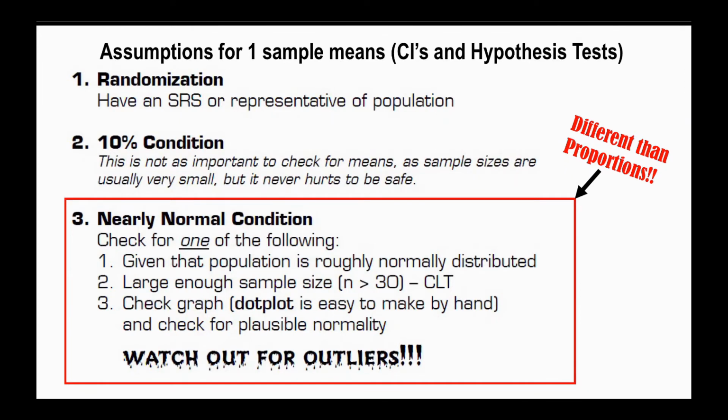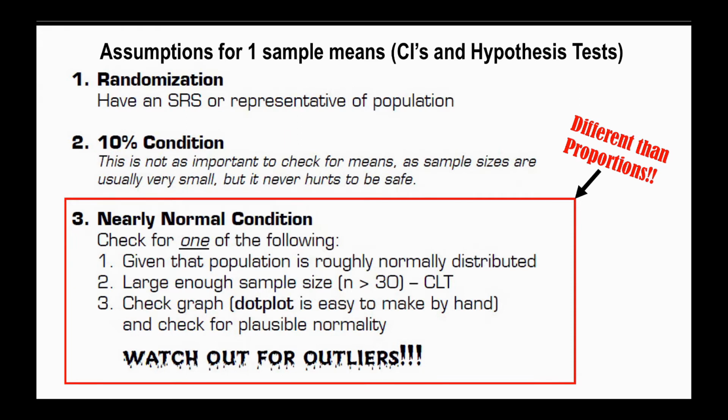First option, they tell us in the question that the population is roughly normal or normal. That's the easy one. Second, they don't tell us, but our sample size is big enough, bigger than 30, so we can use the central limit theorem, which we did last chapter as well. Third one is a new one. If 1 and 2 are not true, or we don't know 1 and 2, we have to use this guy here.